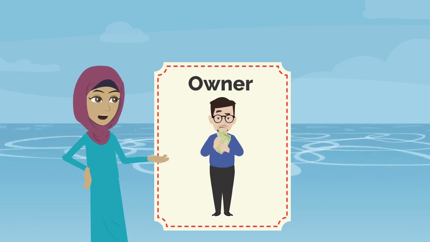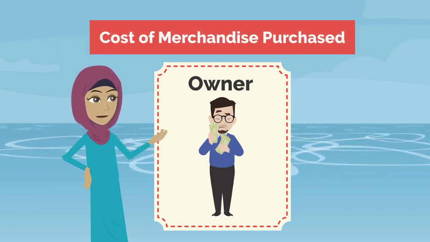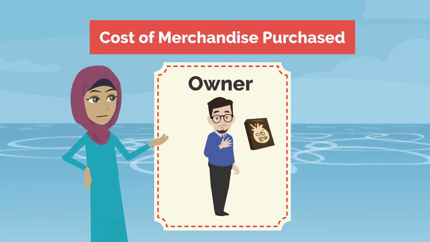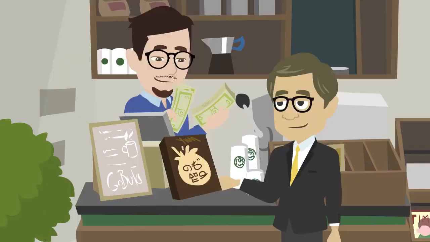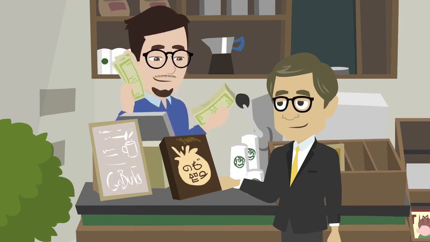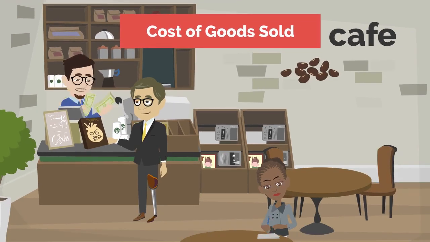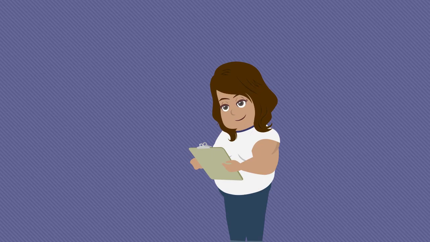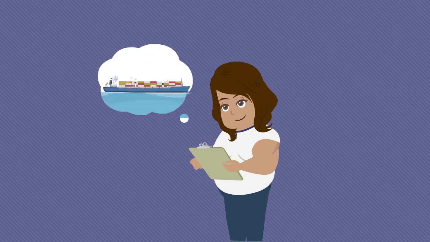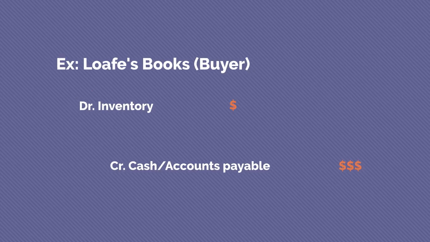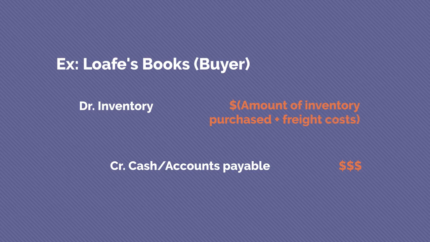Freight costs paid by buyers are considered part of the cost of merchandise purchased, because total inventory costs should include every cost associated with acquiring the inventory. When the inventory is in turn sold, this freight cost will be part of the cost of goods sold. As the supplier, we have one journal entry to record the delivery of goods at the shipping point. Loaf, however, records both their inventory purchase and the additional freight costs to the inventory account.